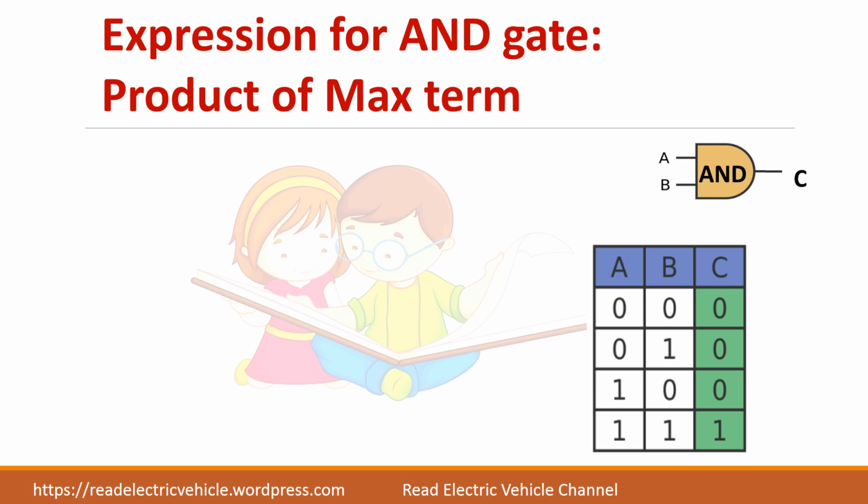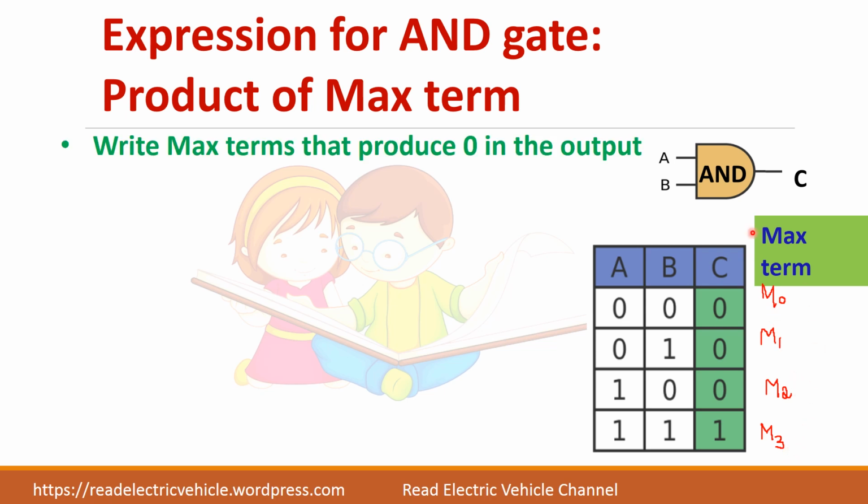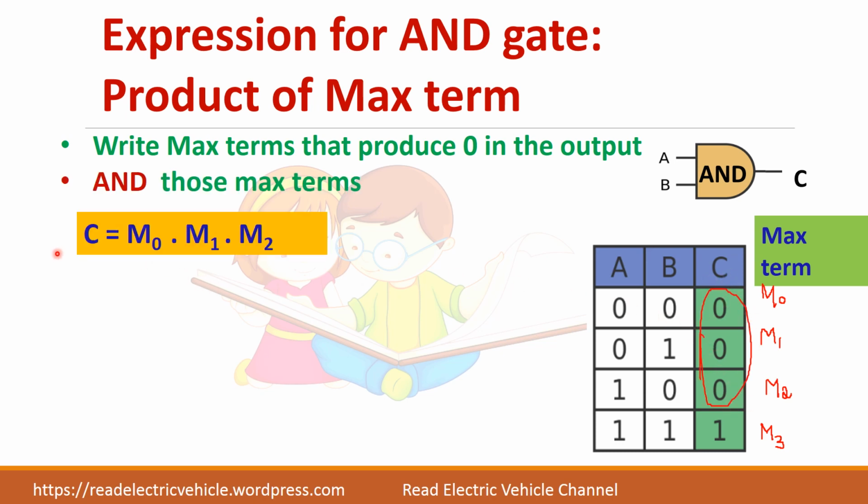So capital M naught is equal to small m1, m2 and m3. Let us see another example, that is, let us derive an expression for AND gate using product of max term. So this is the AND gate and its truth table. We can write the max terms here, M0, M1, M2 and M3. To get the product of max term, we have to find where 0 is there in the output. So 3 zeros are here. So let us write C is equal to M0 dot M1 dot M2, that is, you are ANDing the max terms.